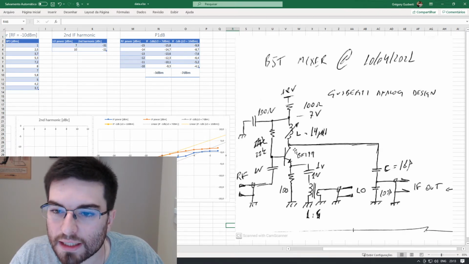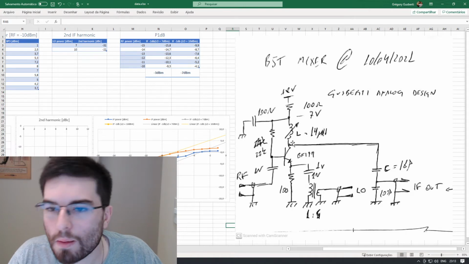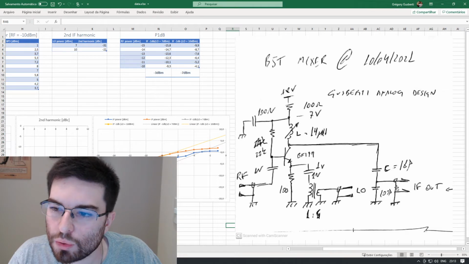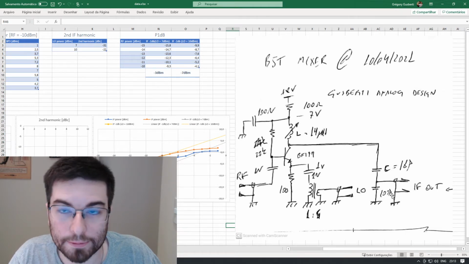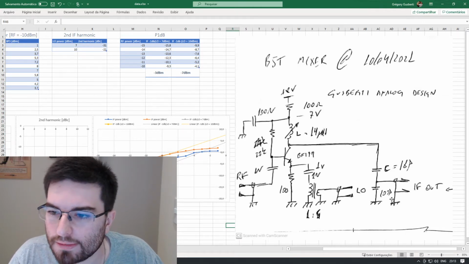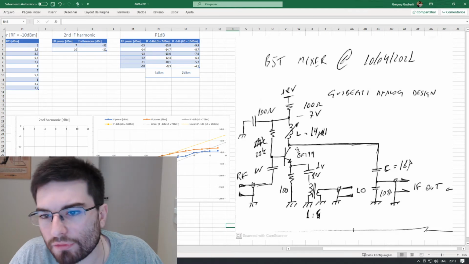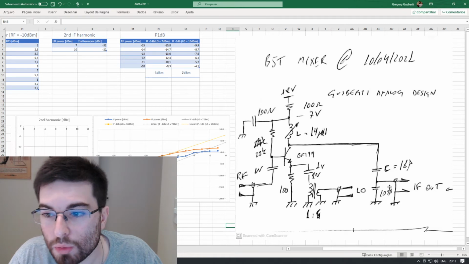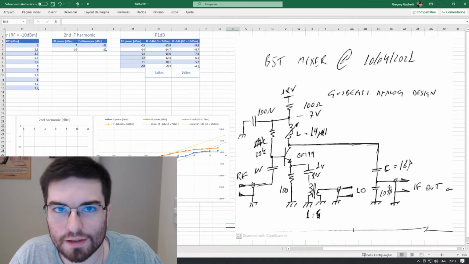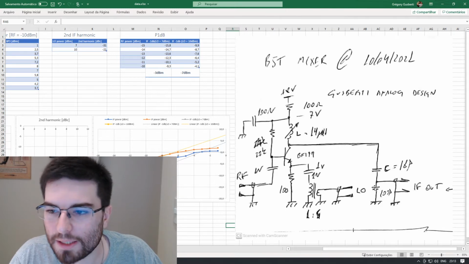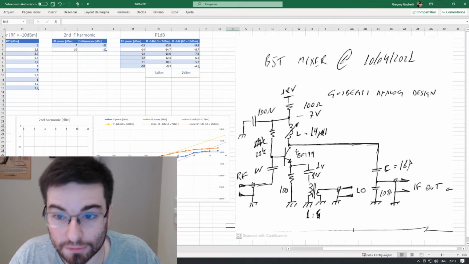So here the collector is seeing almost 2000 ohms, and we can transform the impedance to a lower impedance here to the IF using the capacitor tap. And this is important, guys, because in this configuration the bandwidth of the output filter here, the resonant bandpass filter, will be inversely proportional to the impedance seen by the collector here.